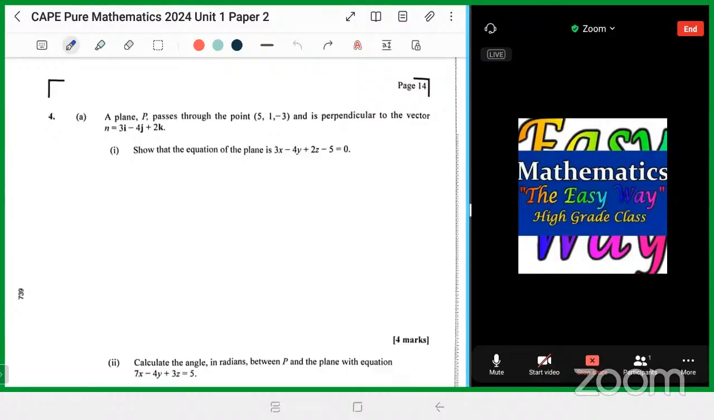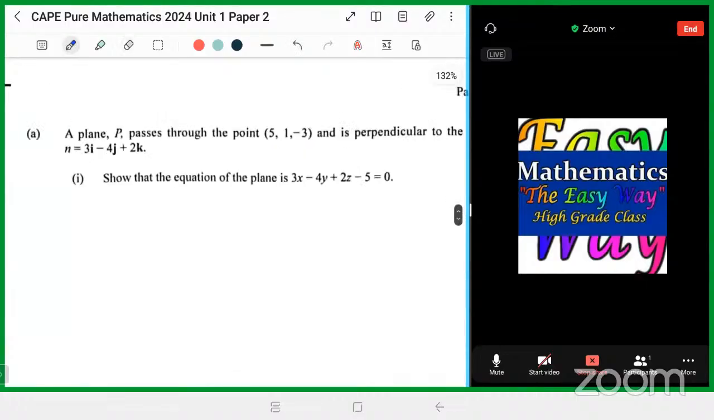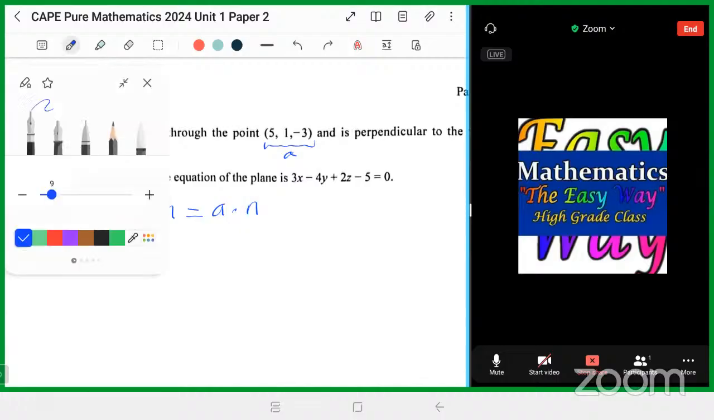It says a plane P passes through this point and is perpendicular to this vector. That's a normal to the plane. It says show that the equation of a plane is this. All right. So let's call this point A, so we can reference it. And the equation of a plane is of the form r dot n equals a dot n, where a is a position vector of a known point, referring to that. n is a vector that is normal to the plane, which is that. And that's the premise on which we're going to find that equation of the plane.